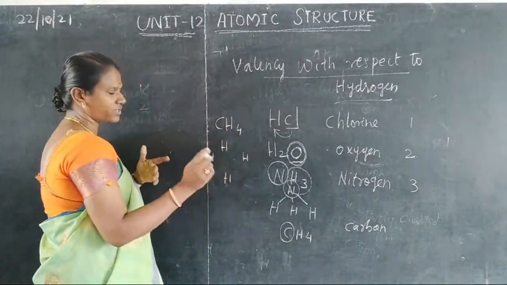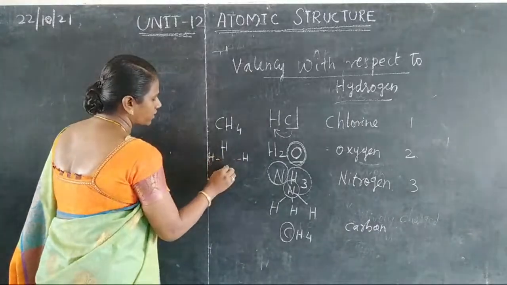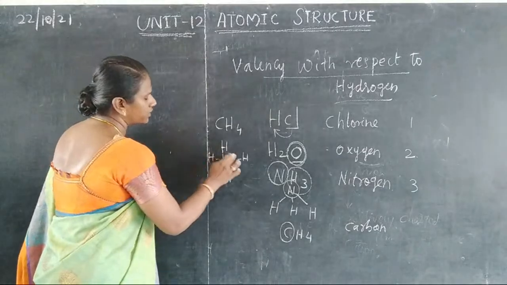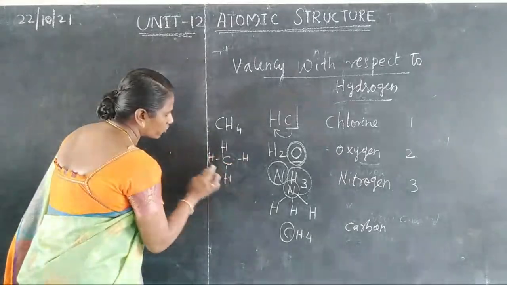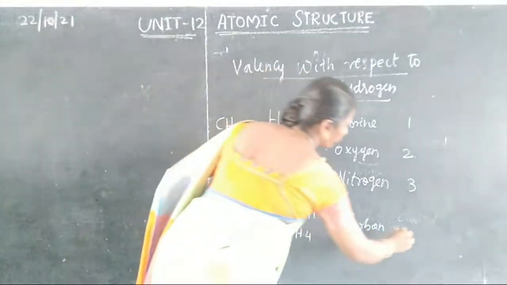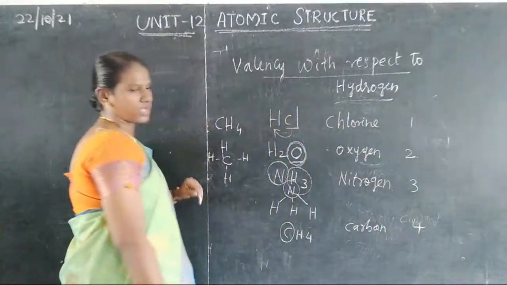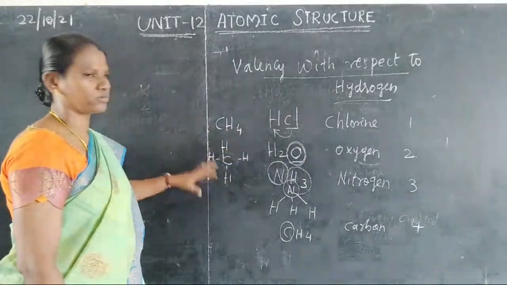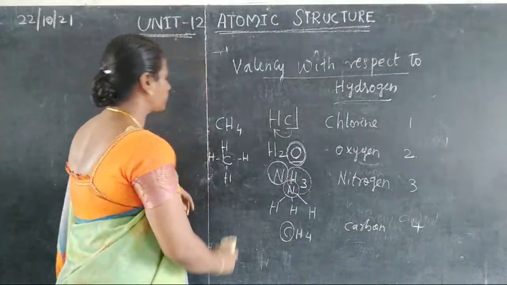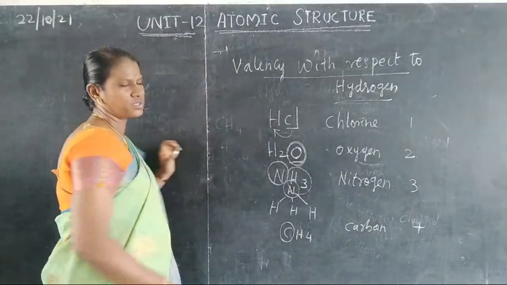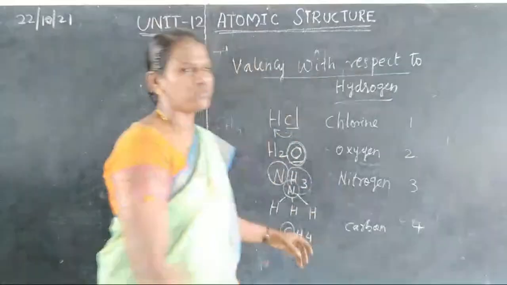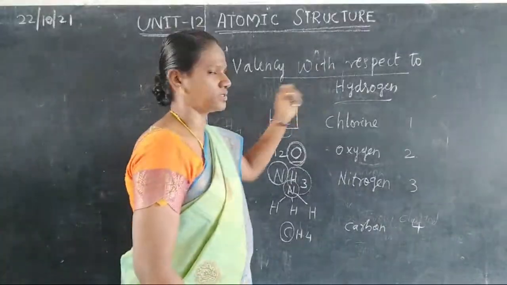The valency of hydrogen is 1. So 4 hydrogens are combined with 1 carbon. So this carbon is combined with 4 hydrogen. So what is the valency of carbon here? It is 4. The valency of carbon is 4. So we can determine the valency of other atoms when they are combined with hydrogen.